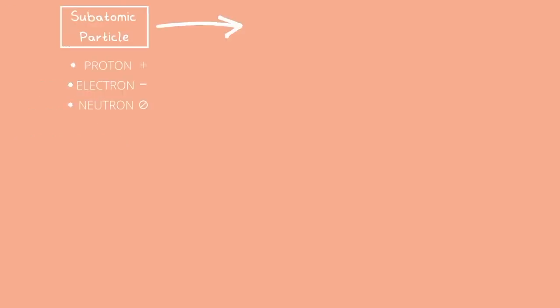Starting off with the smallest of them all, the subatomic particles. We have the proton, which has a positive charge, the electron, which has a negative charge, and the neutron, which has no charge at all. It is neutral. These subatomic particles are what make up your atoms.